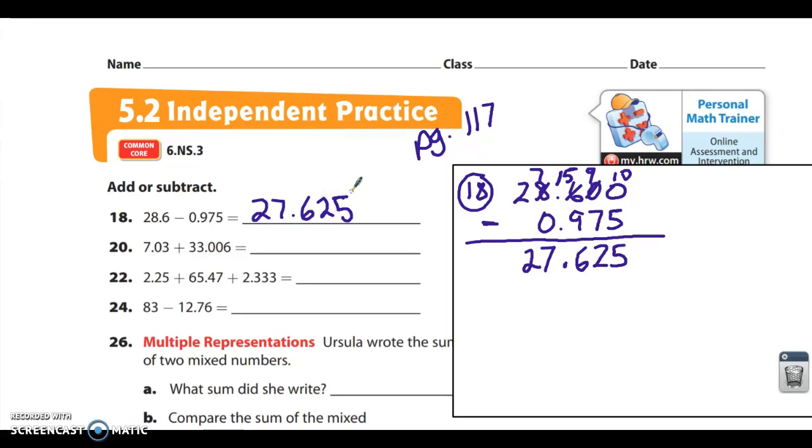All right, we're not going to show number 20, but we will go over the answer. Number 20, the answer is 40 and 36 thousandths. We are going to go over number 22.